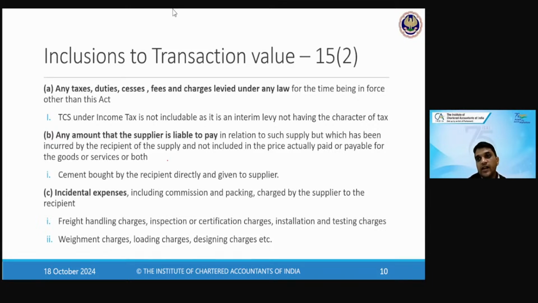You have agreed that I will collect rent from you, and yearly I have to pay taxes for the property, that is called municipal taxes. Now that municipal taxes also I will collect from you. So in the invoice, you have mentioned value of the rent, 1 lakh rupees, and municipal charges, 15,000 rupees. So in that case, what is your transaction value?